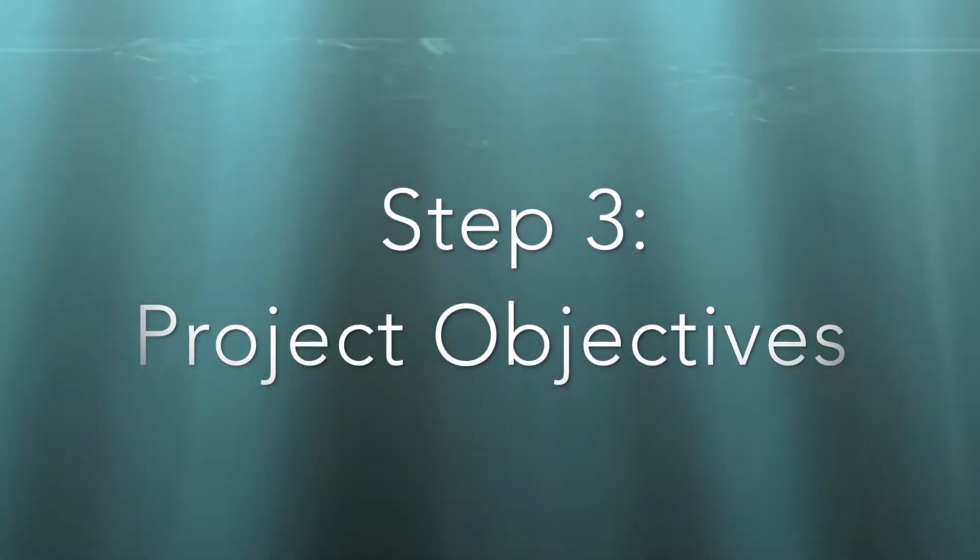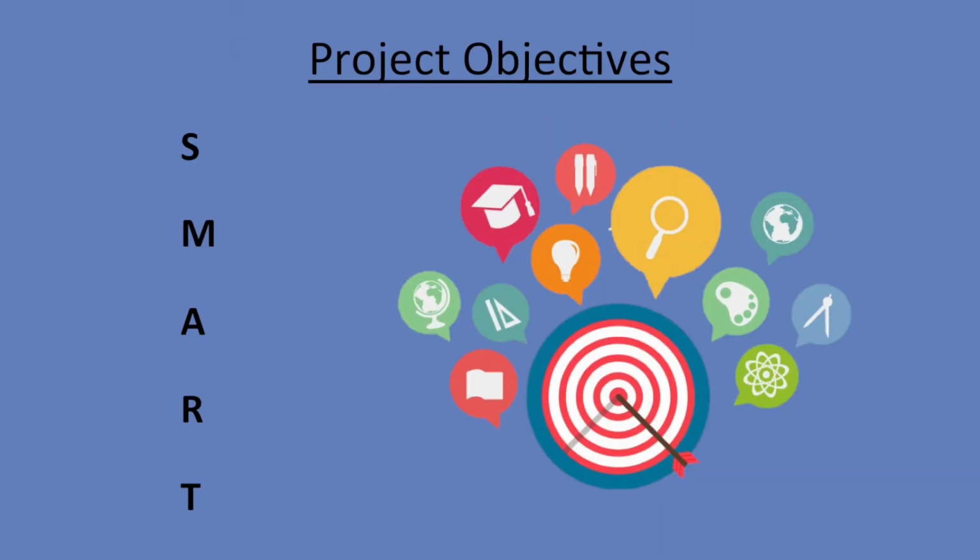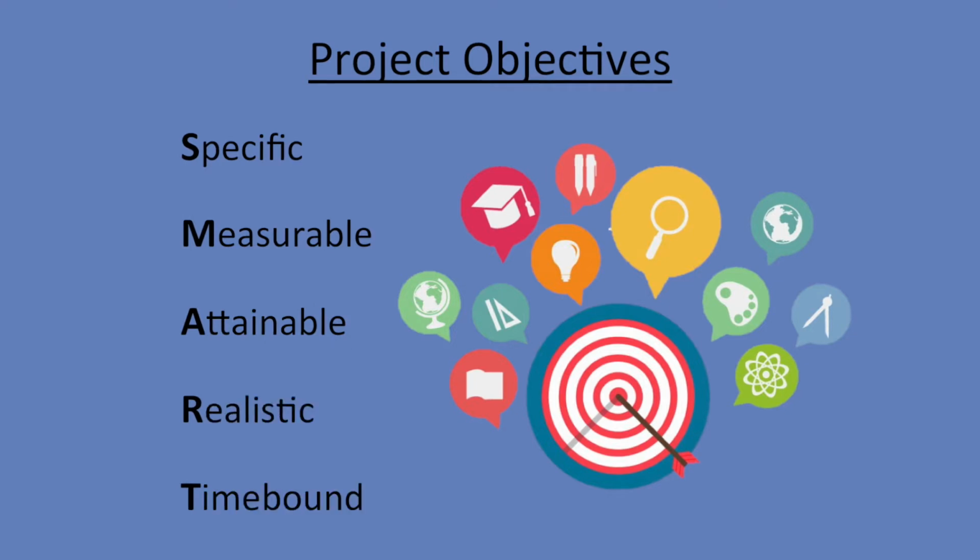The next step is project objectives. This step will help you define your goal by using SMART objectives. The SMART acronym stands for specific, measurable, attainable, realistic, and time-bound. This is a crucial step since it will help you be specific about what you want to change, by how much, and by when.